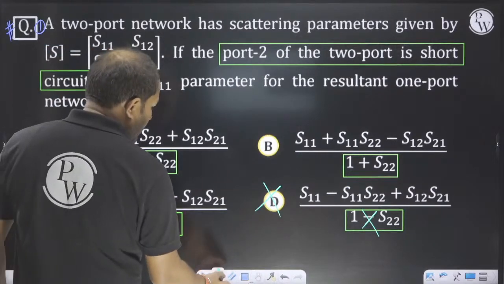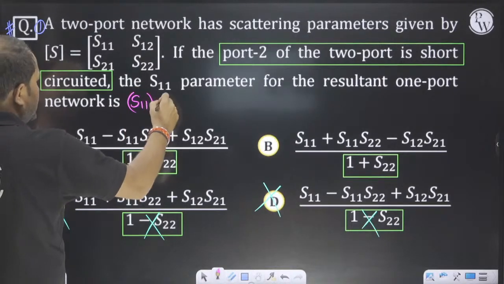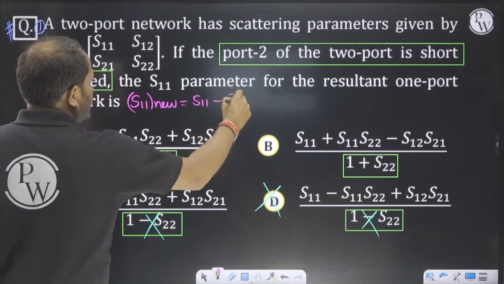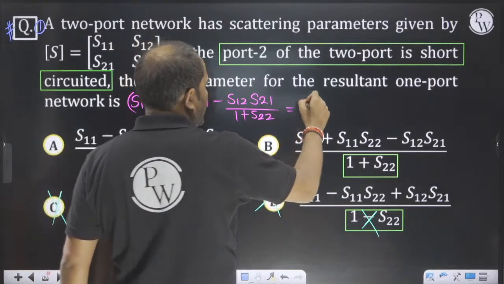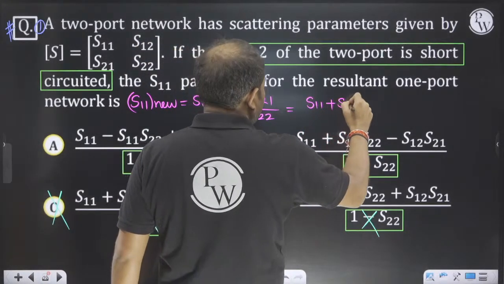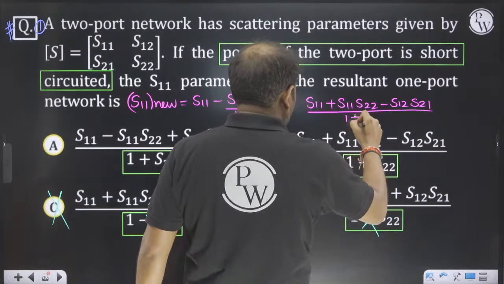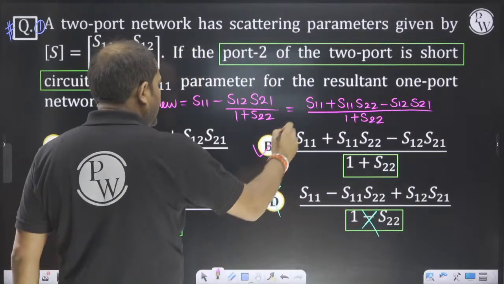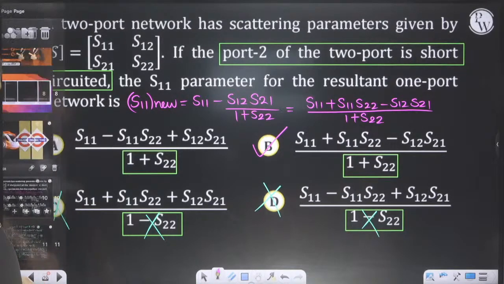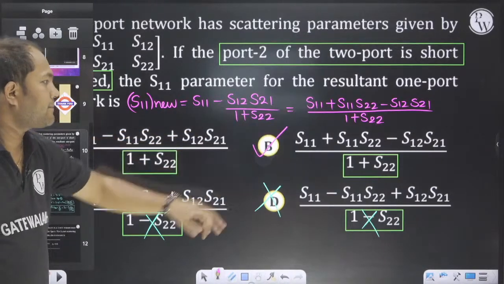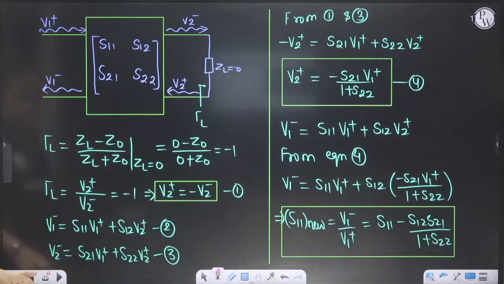Then after that I will solve, and what will I get? If I solve, S11 new is equal to S11 minus S12 S21 divided by 1 plus S22. If you take the denominator, it is S11 plus S11 S22 minus S12 S21 over 1 plus S22. So our B option is correct. So this question we have solved. This is a very good question that they asked in the GATE exam in 2013.